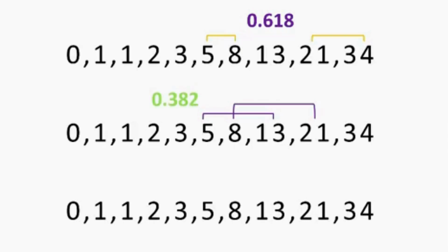And let me show you a magical element in this sequence, which is the golden ratio. Over here you can see when you divide any two consecutive numbers like 5 by 8 or 21 by 34 from this sequence, you get a common result which is 0.618. And similarly, when you divide two numbers by skipping a digit, like 5 by 13 or 8 by 21, you get a common answer which happens to be 0.382.